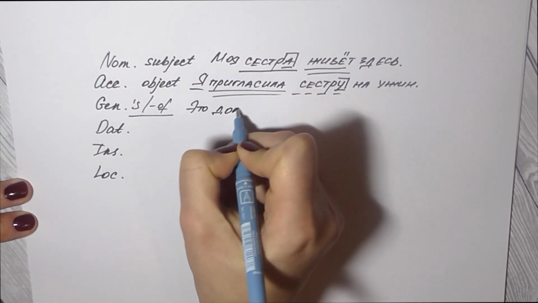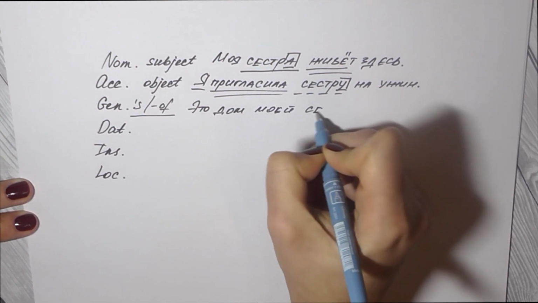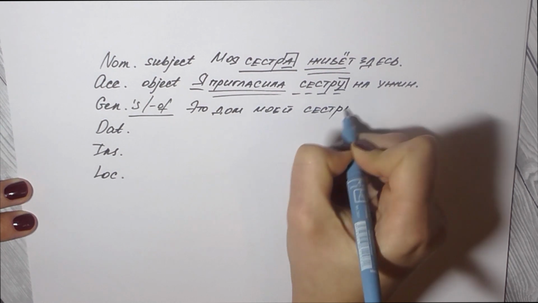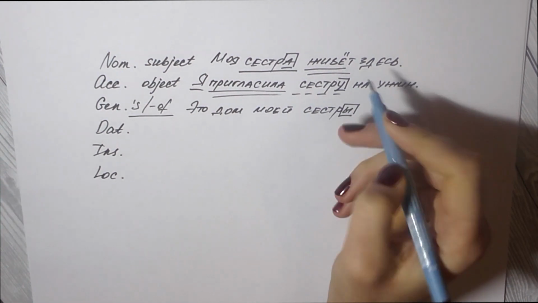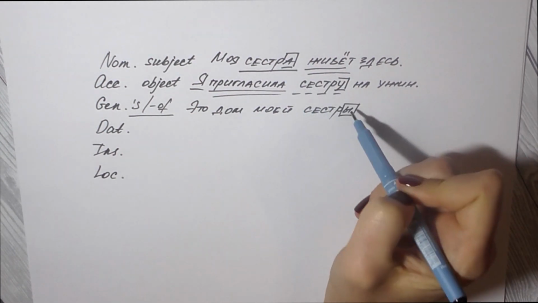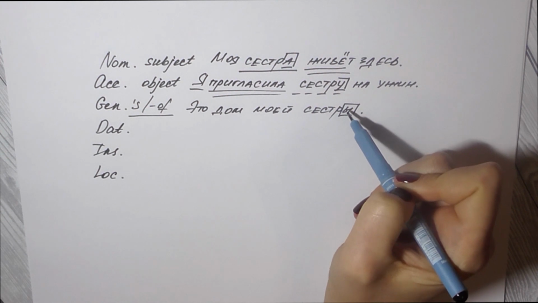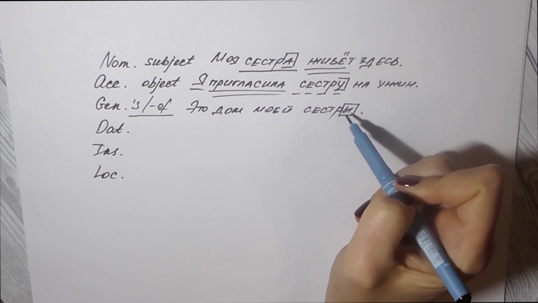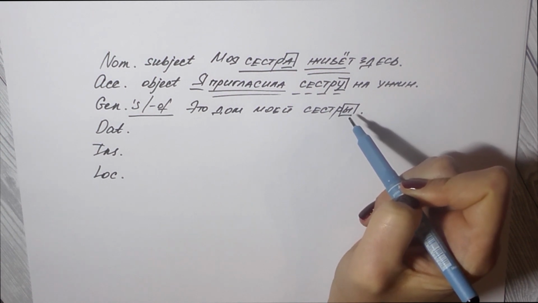Это дом моей сестры. Look, now we have the ending «и» in the word сестра, сестры. And through this ending «и», we know that it's her house, it's my sister's house, моей сестры. As simple as that. All right, let's move on to the next one.